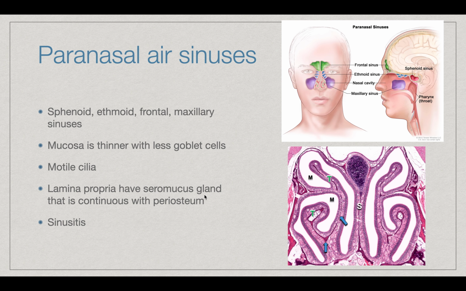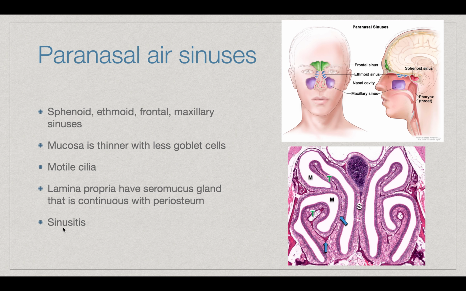So there's a bunch of paranasal air sinuses. We covered that in anatomy. And the mucosa is thinner, and they have fewer goblet cells. And with fewer goblet cells, they have more motile cilia. These are just here to lighten the load of the head and to act as voice resonators, which is problematic since there are fewer goblet cells, so there are fewer acidic mucins to protect it.